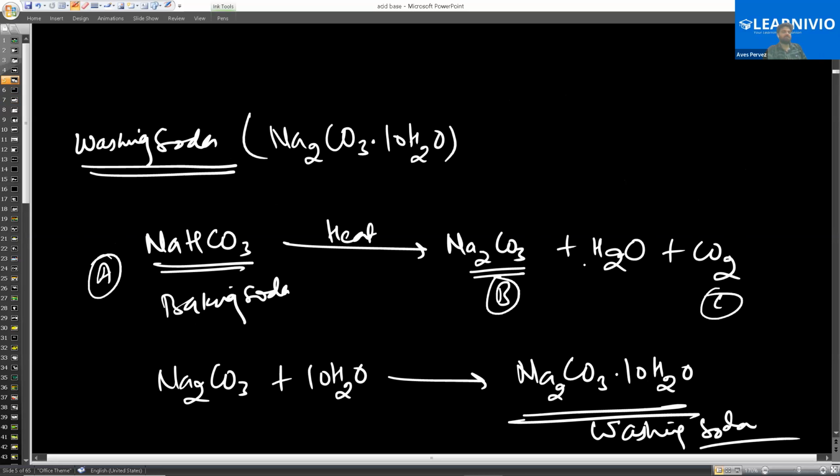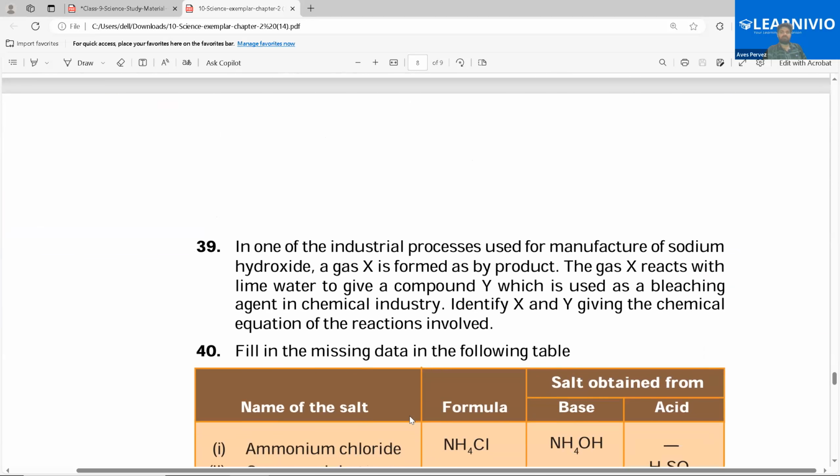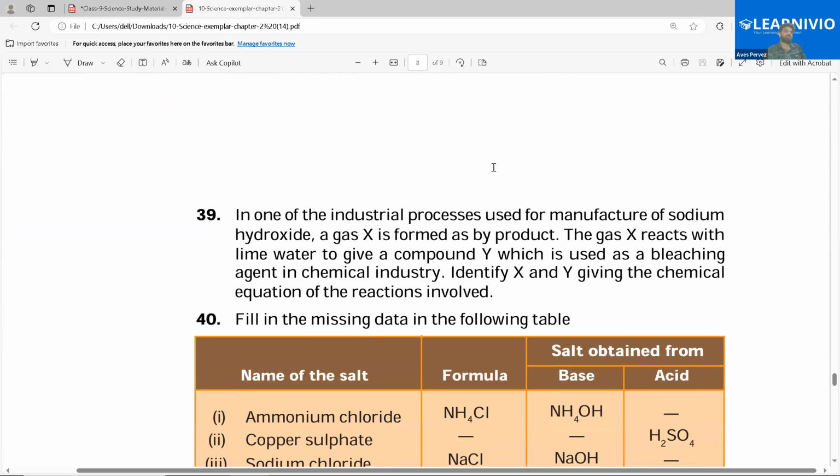When this carbon dioxide gas is passed through lime water, what is lime water? It is calcium hydroxide. So when you pass carbon dioxide through it, it will turn milky, which indicates that it is carbon dioxide gas. Understood? Yes or no? Yes, sir. Question number 39. What should be X and Y? We've done this before.